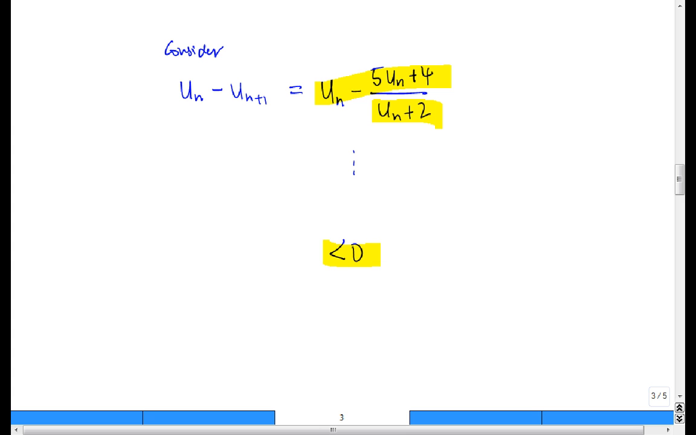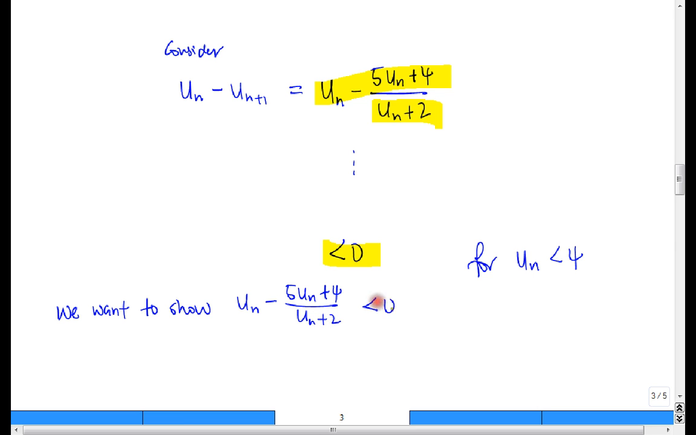For what? For u_n smaller than 4. Correct? We want to show that this is smaller than 0 for u_n smaller than 4. So far, so good. And we did it in example 10 part 3. Maybe I write it down. No need to copy, I just want to write it up. To show u_n minus (5u_n plus 4) over (u_n plus 2) is smaller than 0 for u_n smaller than 4.